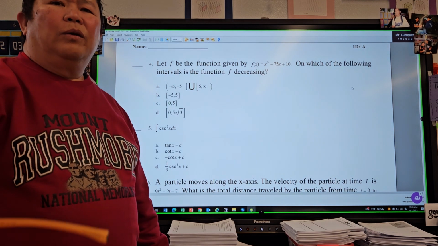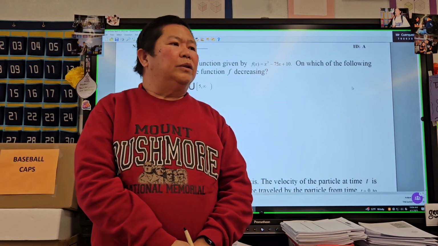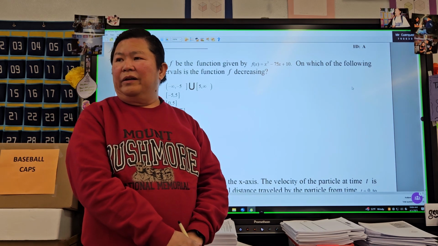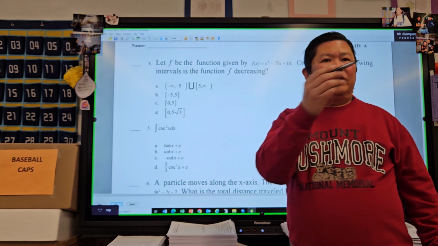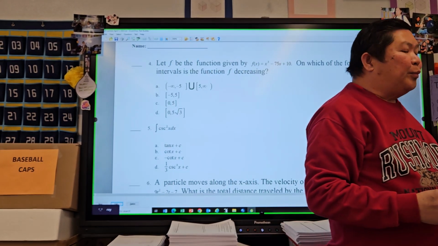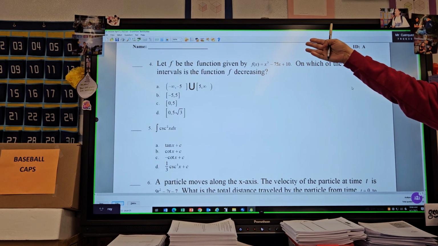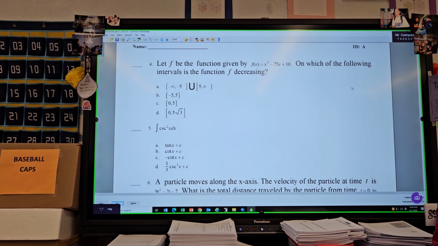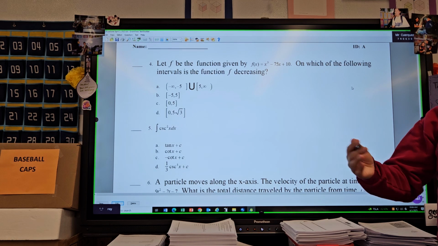Okay, Mike, can you read the problem for me, please? Let f be the function given by f of x is equal to x to the power of 3 minus 75x plus 10. On which of the following intervals is the function f decreasing? So we are looking at the function decreasing. Okay, guys, what to do first before we solve this one? For the function decreasing, what to do is to make a line, an f prime line, and then plug in the values of x, whether it is positive on that particular interval.